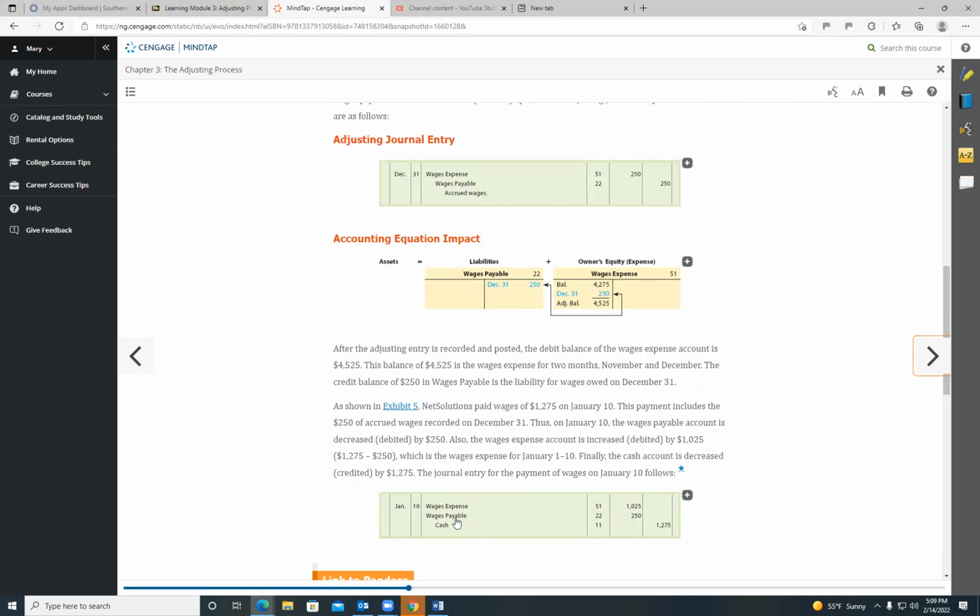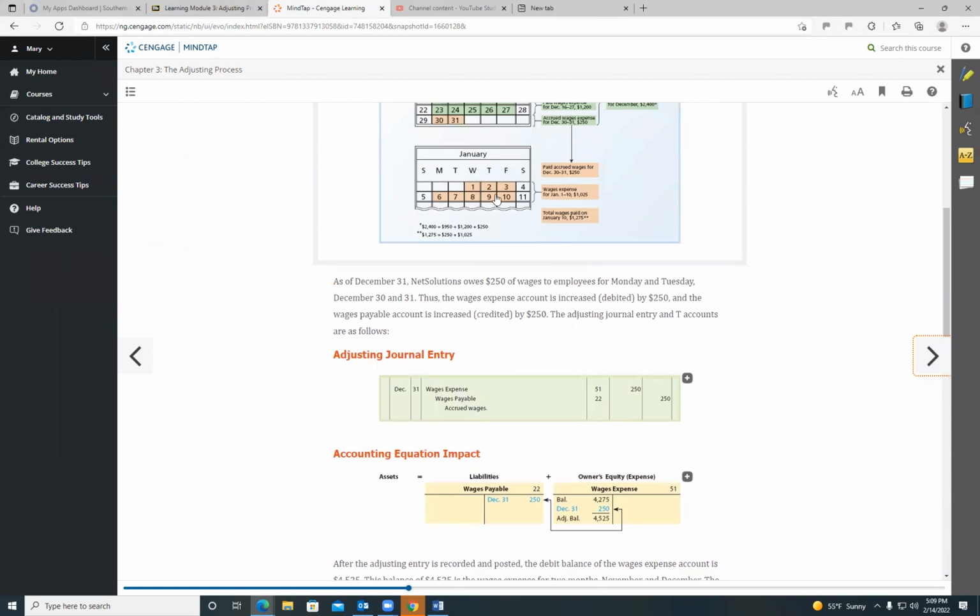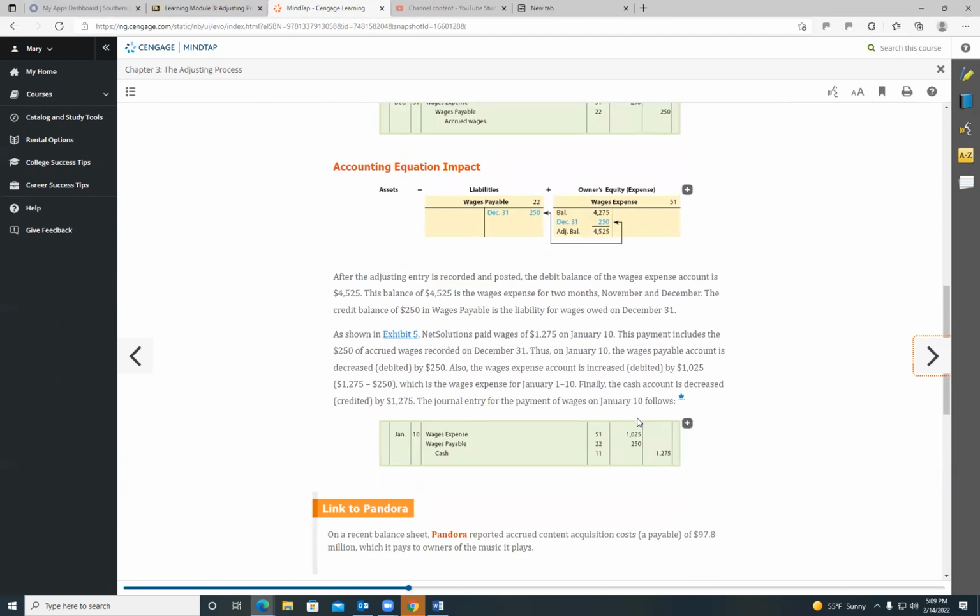So if you see here, we're reversing that payable out by doing a debit entry to payable, and then the amount, which would be the expenses from the 1st to the 10th, equals $1,025. So that's the amount we still have to expense onto our books, which we see here. And then we have our debit to payables, pulling it out of payable because we no longer owe it. Because why? We are now paying it. Hence our credit to cash for the full amount of $1,275.